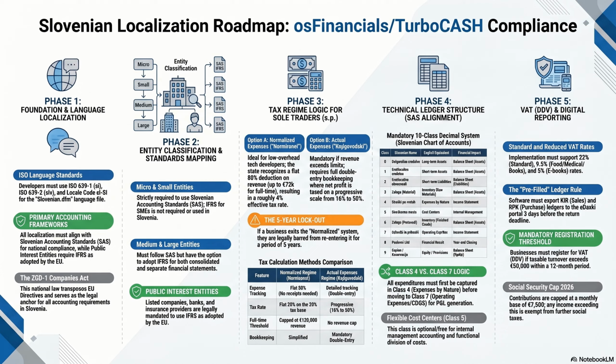Okay. So in Slovenia, the primary national framework is called the Slovenian Accounting Standards, or SAS. If you are a micro or small entity, which, by the way, makes up the vast majority of businesses, you are legally required to use SAS. Wait, there are no exceptions for the little guys? You can't just choose an international standard if you prefer it? None. You have to use SAS.